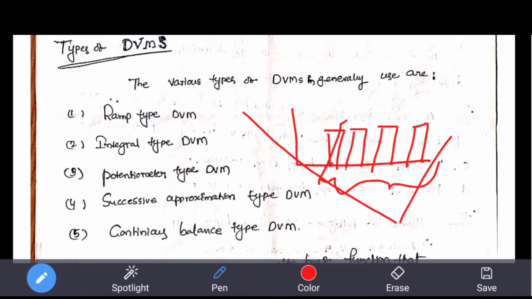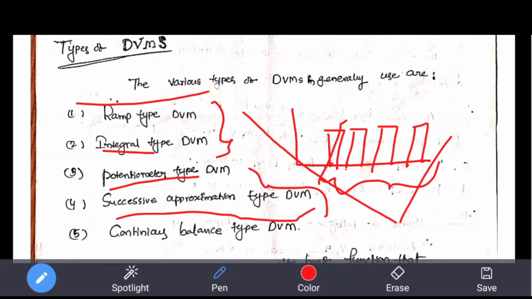Okay, now let us discuss first the ramp type, after that the integral type DVM, also known as the integrating type DVM. Another one is the potentiometer type digital voltmeter. We use the successive approximation method, hence it is known as the successive approximation type DVM. Then the continuous balance beam type. The important ones are the ramp type and the integrating type. Successive approximation is very simple, but these two are very important according to the instrumentation subject for students.